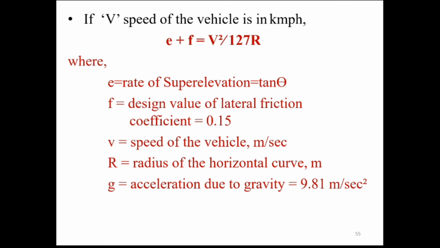If V is the speed of the vehicle in kilometers per hour, then E plus F equals V square upon 127 R, where E equals the rate of the super elevation, that equals tan of theta, and F equals the design value of the lateral friction coefficient, that equals 0.15. V is the speed of the vehicle in meters per second, and R is the radius of the horizontal curve in meters, where G equals acceleration due to gravity, that is 9.81 meters per second square.